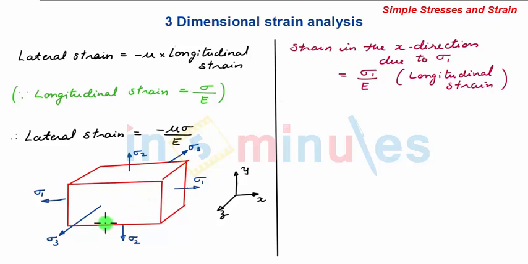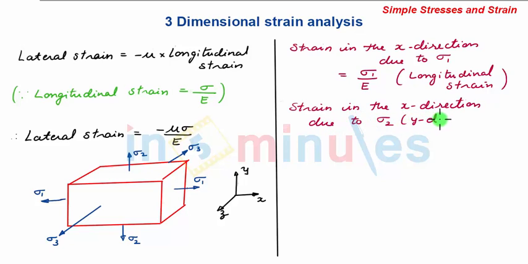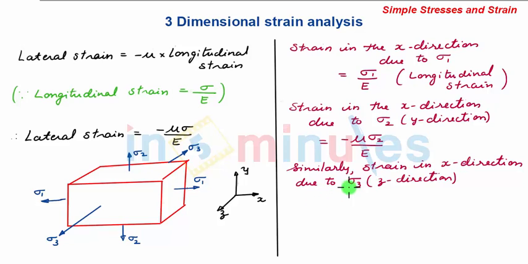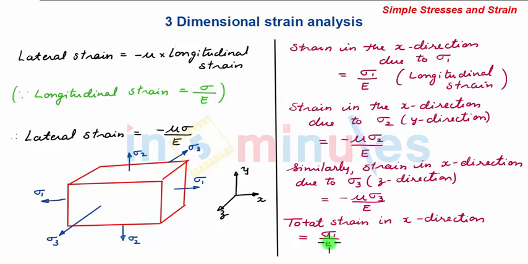Now, as we have discussed earlier, there will also be strain in the X direction due to the stresses in the other two lateral directions. So we have strain in the X direction due to sigma 2, which is in Y direction, and it will be given as minus of mu sigma 2 by E. Now similarly, strain in X direction due to sigma 3, which is in Z direction, will be given as minus of mu sigma 3 upon E. So upon algebraic summation of all the three strains, we get the total strain in X direction as sigma 1 upon E minus mu sigma 2 upon E minus mu sigma 3 upon E.